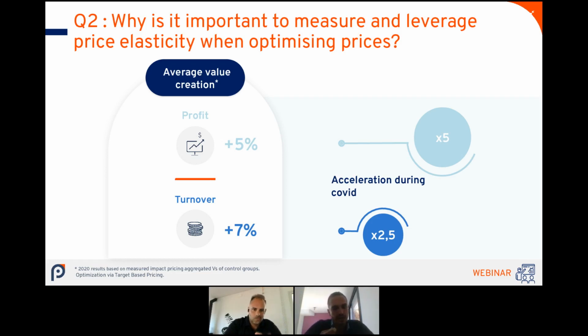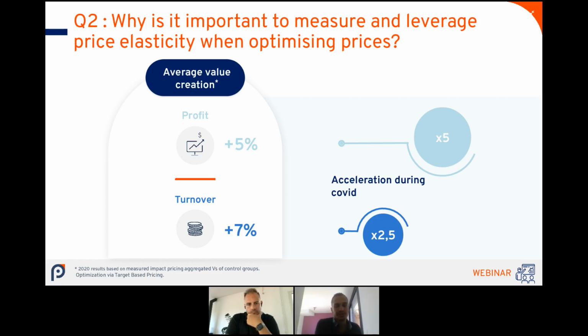A big principle we have is transparency. So the way we measure the value creation is absolutely transparent with all of our customers. What we are claiming today is an average of value creation performance that we have been able to achieve with our customers. So plus 5% in profit and plus 7% in turnover. This is based on an experimental methodology that aims to compare apples with apples, and with all of our customers, we have a transparent methodology.